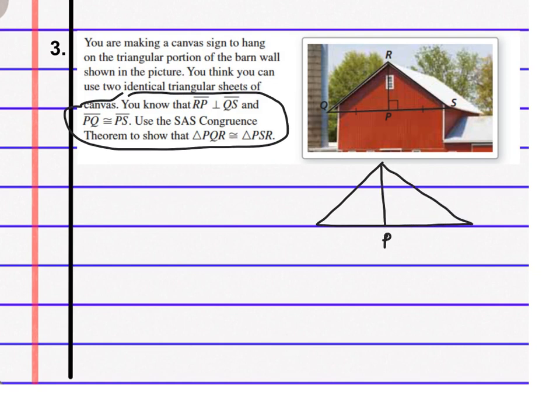So P is right here, S is right here, R, Q, right angle, and on the diagram, this is marked. It's hard to see, but it's marked on your diagram. Okay, so we're trying to prove that the 2 triangles are congruent. We're trying to prove triangle PQR, this yellow part, is congruent to triangle PSR because we want to use the same identical sheet of canvas for our sign.